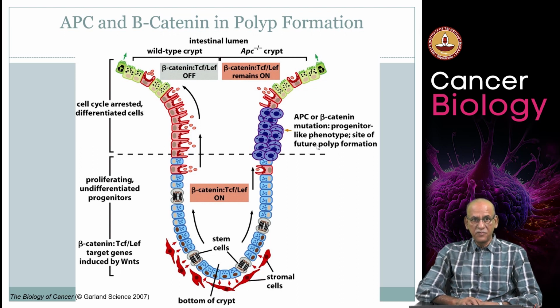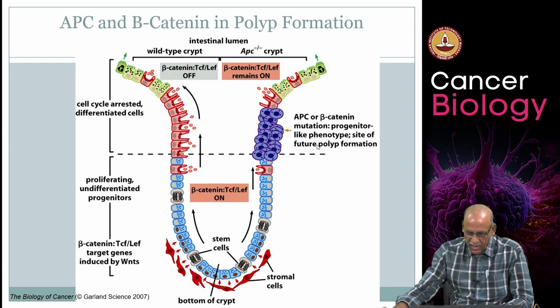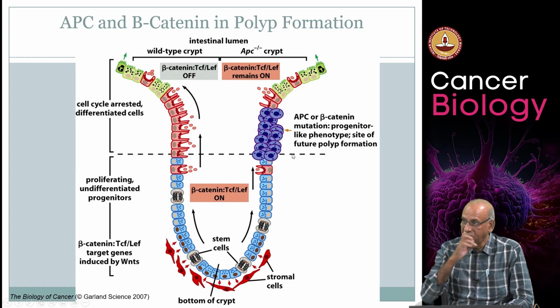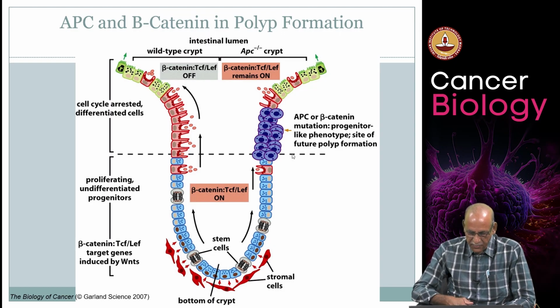So, they almost follow the Knudsen's hypothesis that in some of the familial cancers, you have one allele mutated and then another allele also has to be mutated to get a full-fledged cancer. That happens in some of the familial cases. Here, of course, APC mutation is one triggering event for other changes to happen, and stem like cells are formed.